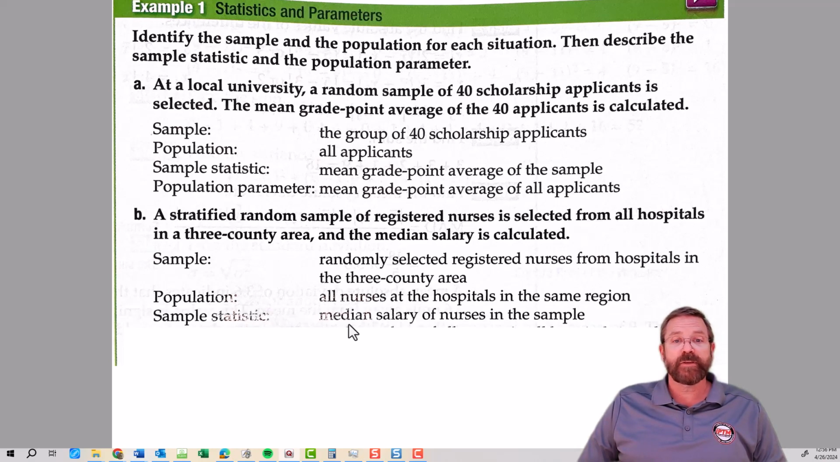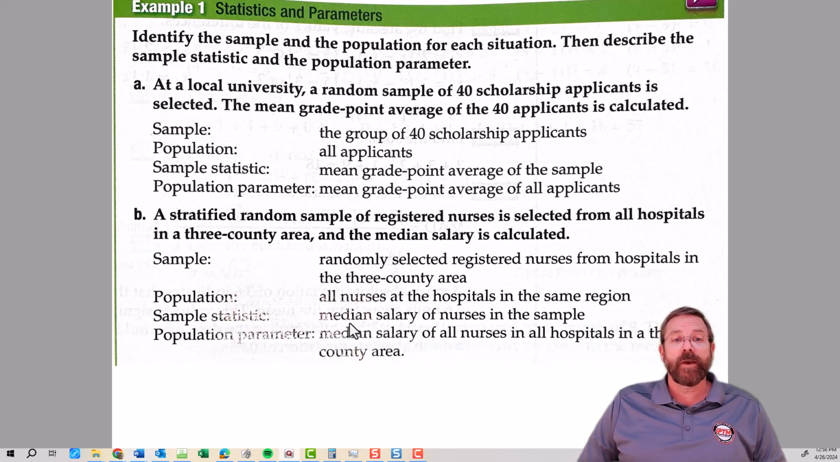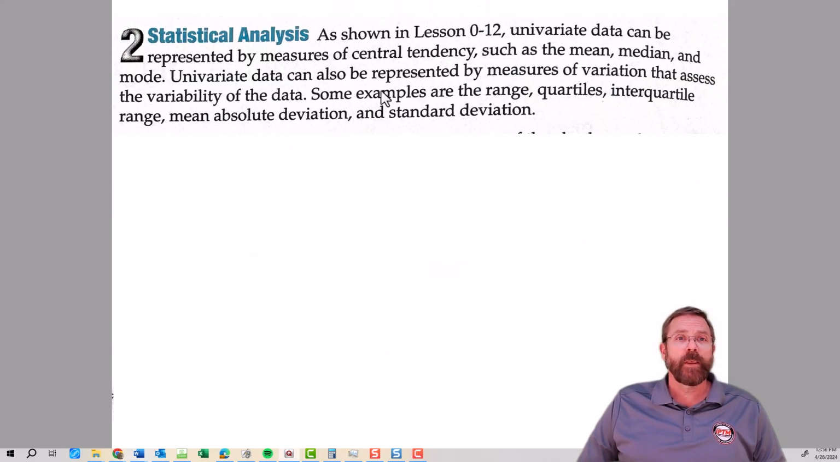And then we're going to have a sample statistic. That's going to be the median salary of the nurses that were sampled. And then from there, you've got the population parameter. That would be the median salary of all of the nurses in that 3-county area, not just the ones selected. Is it starting to make a little more sense? I hope it is. Let's keep it going.